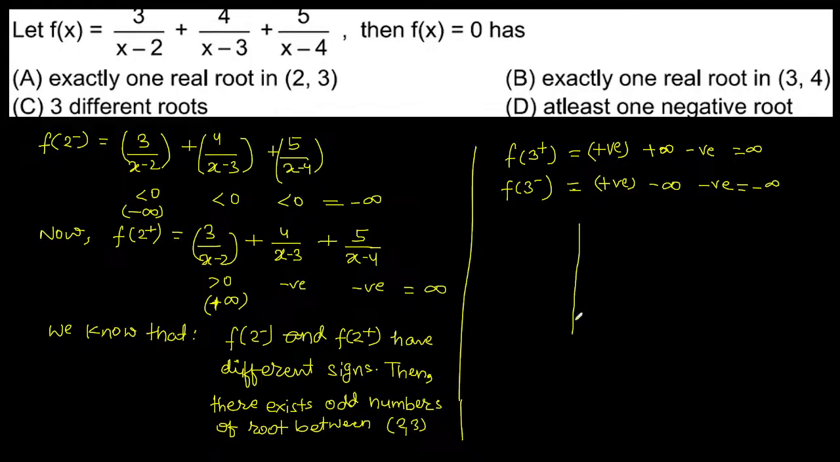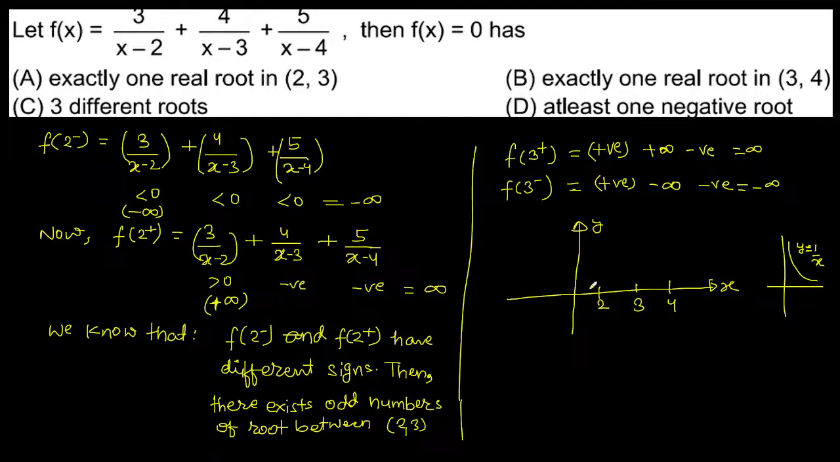So if we are plotting the graph, we can see somewhere like this: 2, 3, 4. The graph of 1 by x is like this. This is y equal to 1 by x. Okay. So y equal to 1 by x is like this.